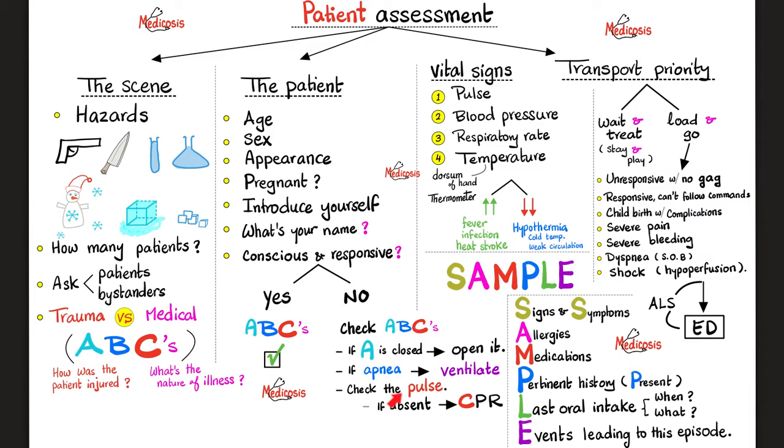Next, for the C, you check the pulse. The pulse tells you about the circulation of the patient. What if the pulse is absent? Start the CPR. Why? What does the CPR have to do with the pulse?